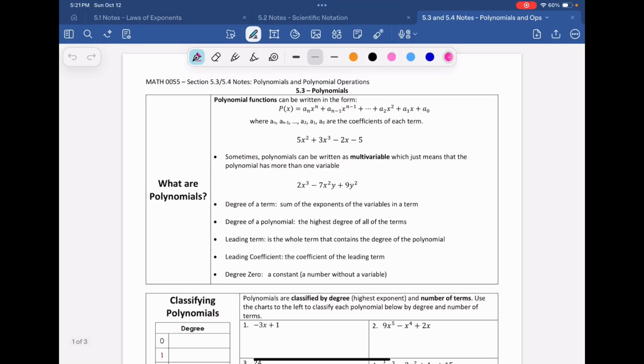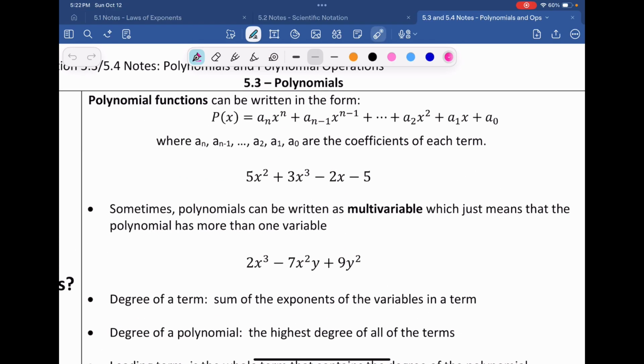Okay, in this section, I went ahead and combined 5.3 and 5.4 into one set of notes. This is polynomials and operations with polynomials. So polynomial looks more complicated than it really is. This is the form.